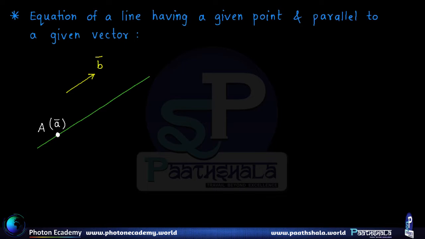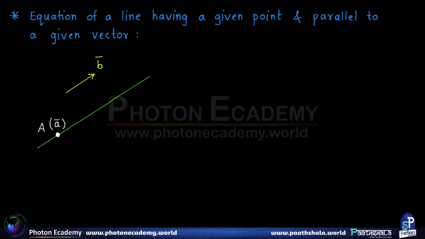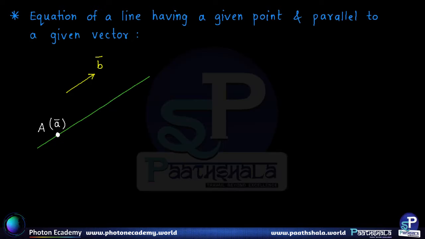When we have been given a point through which the line passes and a vector to which the line is parallel, right? So the equation of the line having a given point and parallel to a given vector. So in this figure the point A is given to us, that is we know the coordinates of that point, and the green colored line is the line that passes through that point, and the line is parallel to some other vector b bar which is also given to us, okay? And now we want to find out what is the equation of this particular line.